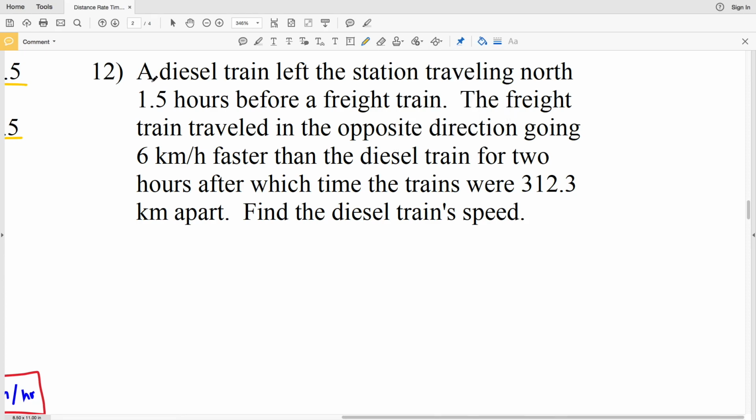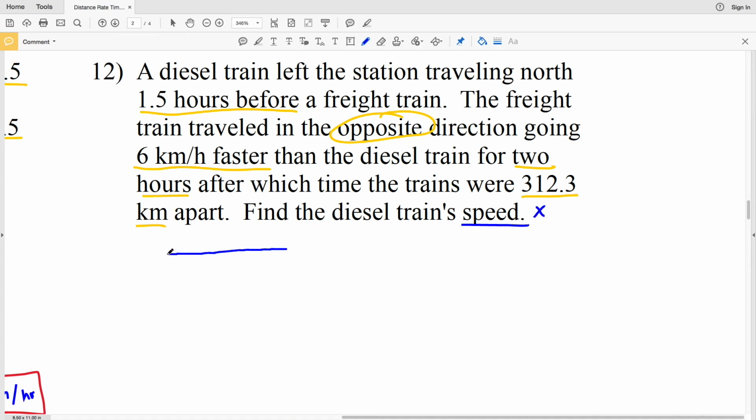Number 12 states that a diesel train left the station traveling north 1.5 hours before a freight train. The freight train traveled in the opposite direction, going 6 kilometers per hour faster than that diesel train for a total of 2 hours, after which the trains were a total of 312.3 kilometers apart. And we're looking for the diesel train's speed. Let's call this variable x.